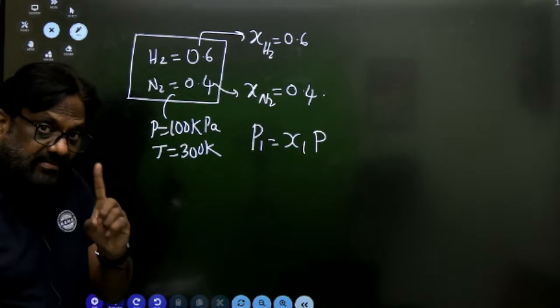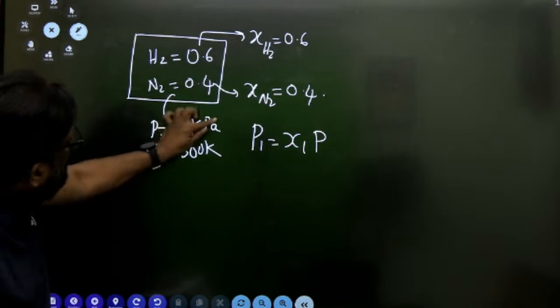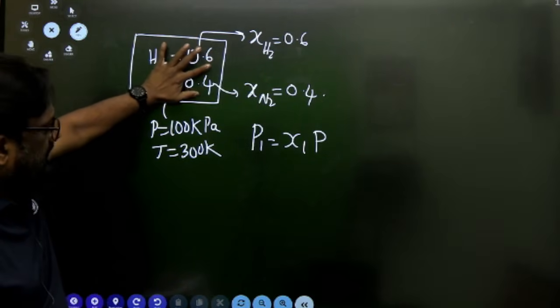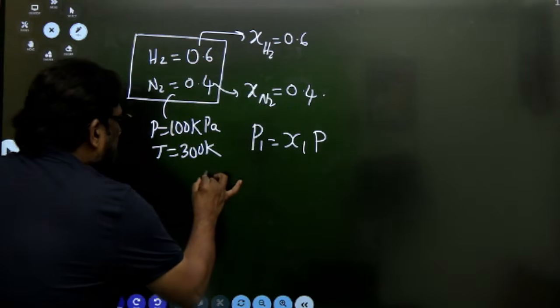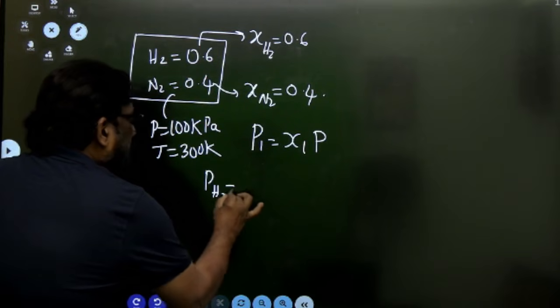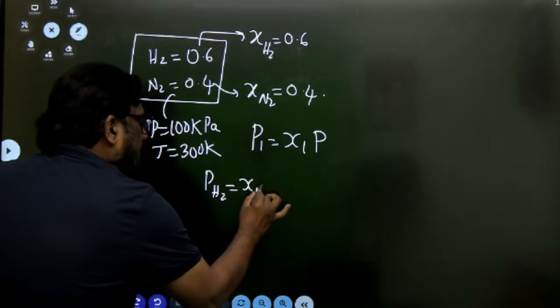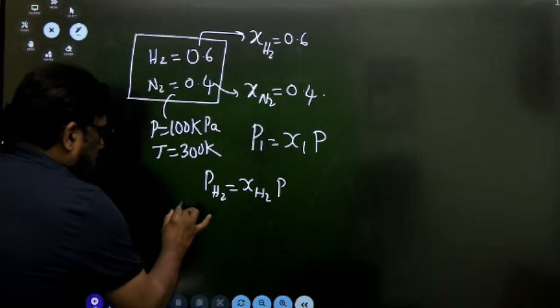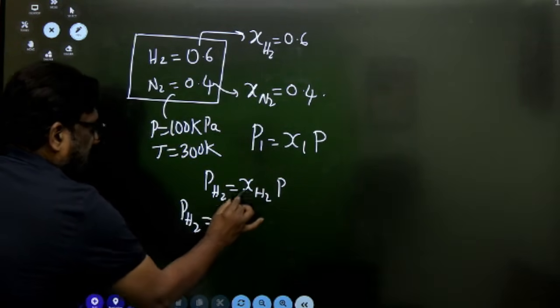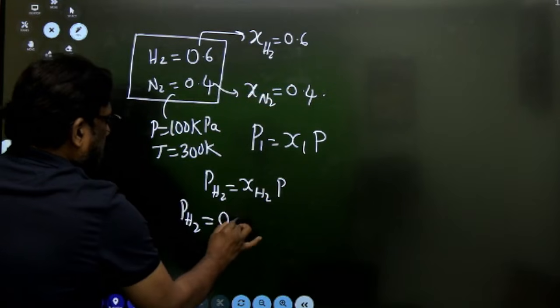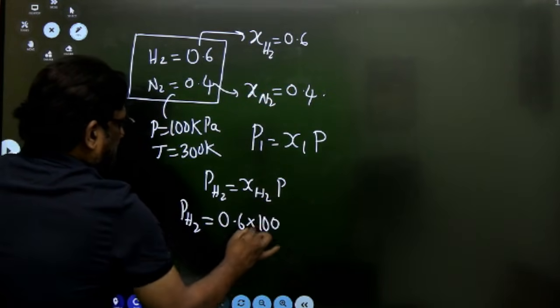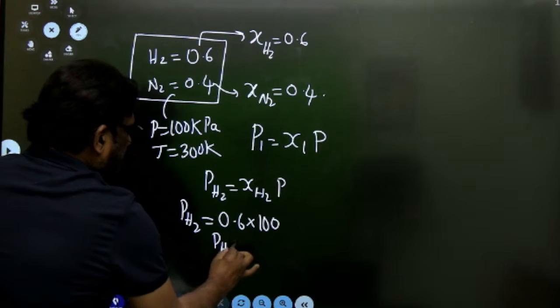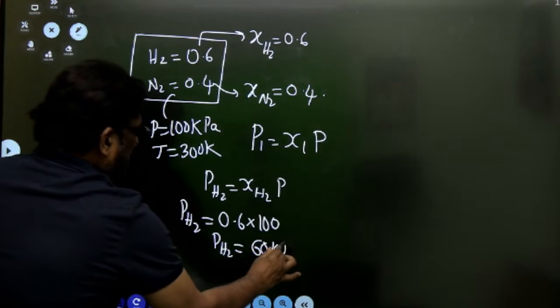This is wonderful. I have derived this equation also. So this is the total pressure of the gas mixture. If I want the partial pressure of hydrogen, it will be mole fraction of hydrogen into the total pressure. So the partial pressure of hydrogen is equal to, what is the mole fraction of hydrogen? 0.6. And what is the total pressure? 100. So therefore, the partial pressure of hydrogen is equal to 60 kilopascal.